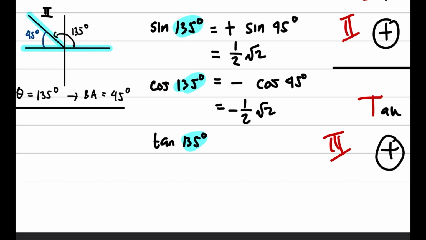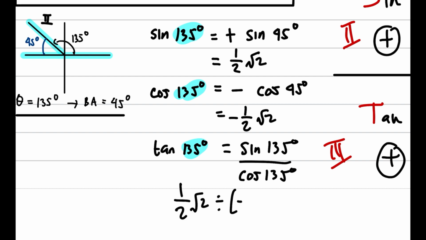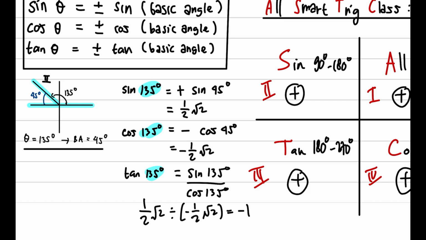And to find tangent 135, you just divide the sine value of 135 by the cosine value of 135. So you divide 1 over 2 square root of 2 by negative 1 over 2 square root of 2, which equals negative 1. As you can see, using the formula tangent theta equals sine over cos, it's negative because in the second quadrant tangent is negative, only sine is positive.